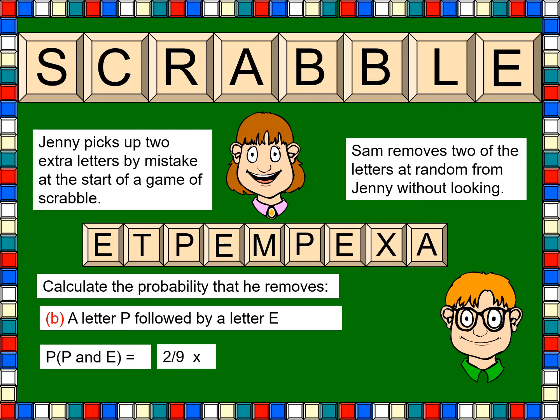However, once removed, there are still 3 E's, so that is unaffected. But what is affected in the second probability is that there are now only 8 letters left. So the probability of getting an E is now 3 out of 8 rather than 3 out of 9, which it was initially. Multiplied together, 2 over 9 times 3 over 8 is 6 over 72, which simplifies to 1 over 12.